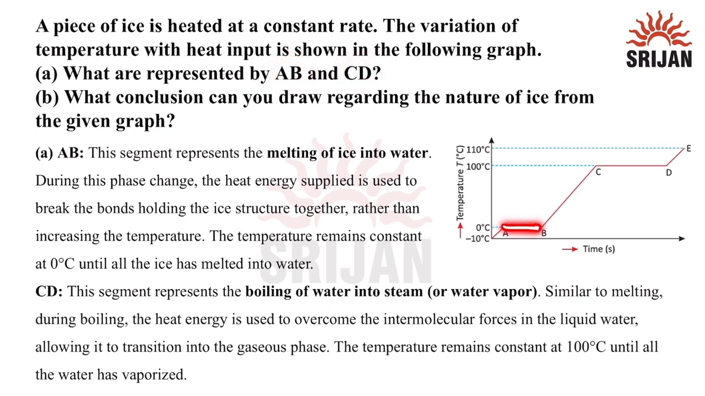So AB in this particular graph represents the melting of ice into water. As you can see here, at point A it was ice. Now at point B it is completely water. During this phase change, the heat energy supplied is used to break the bonds holding the ice structure together rather than increasing the temperature. Here the temperature will remain constant.